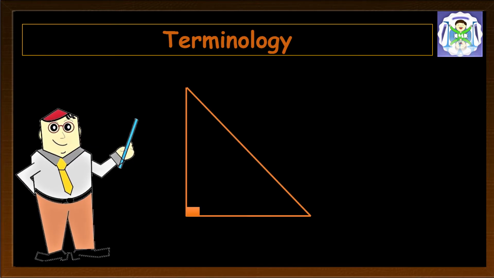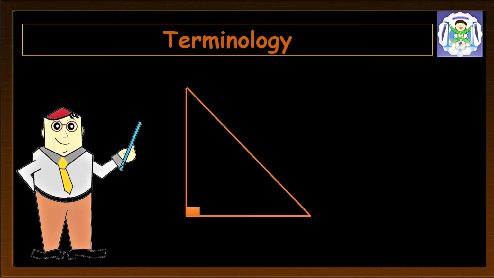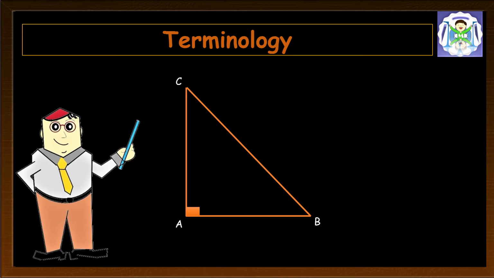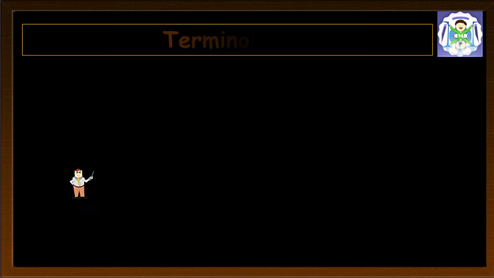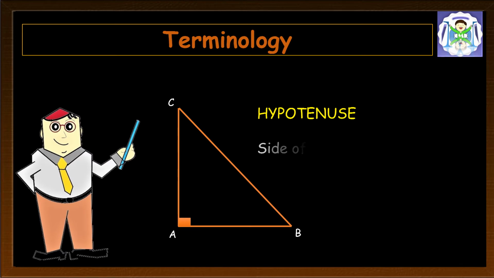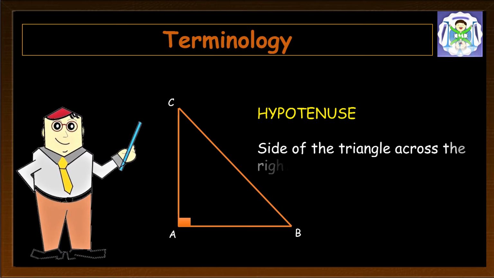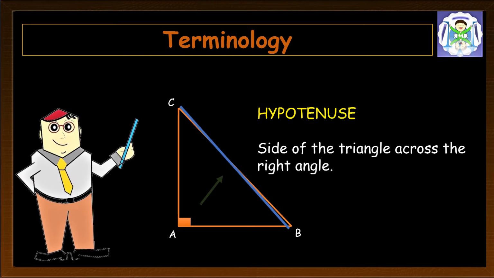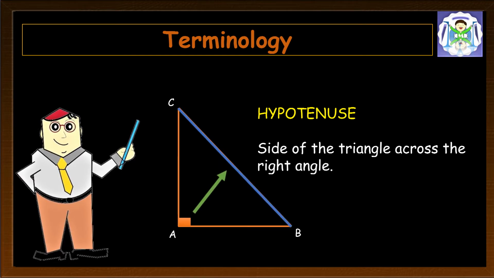Here is a right angle triangle ABC, in which angle A is a 90-degree angle. The first terminology is hypotenuse. Hypotenuse is the side of a triangle across from the right angle. Again, the side of a triangle across from the right angle.